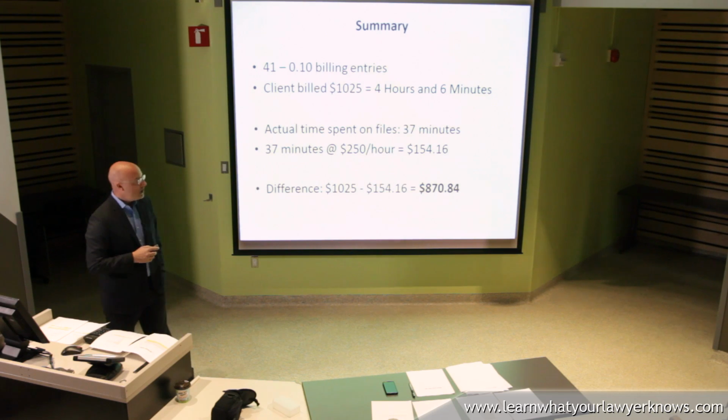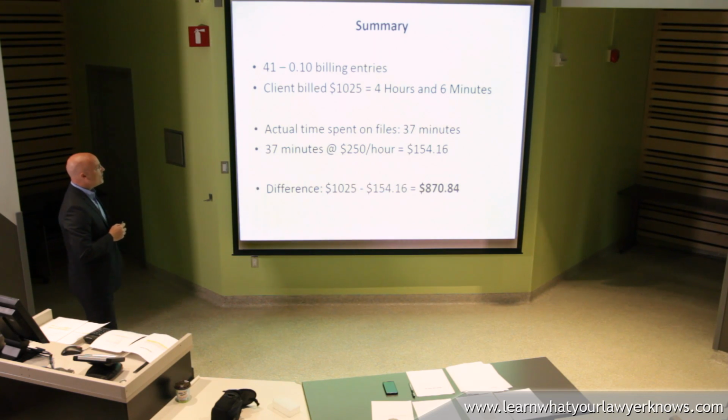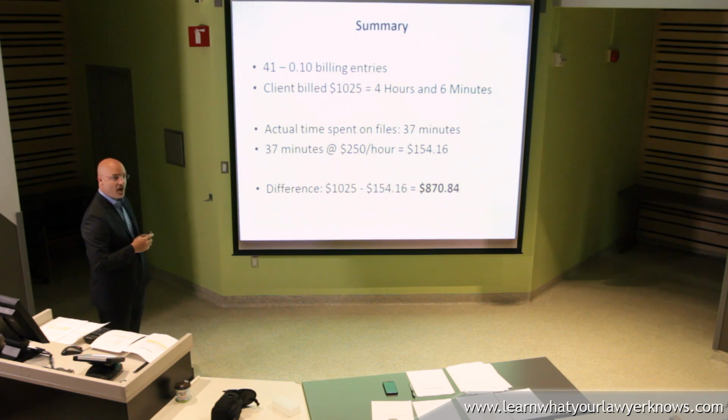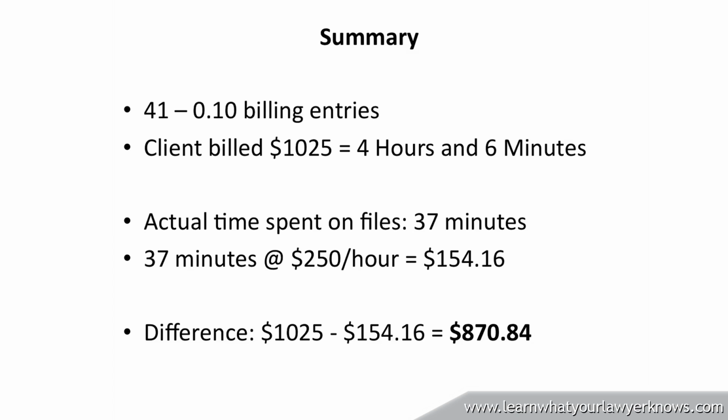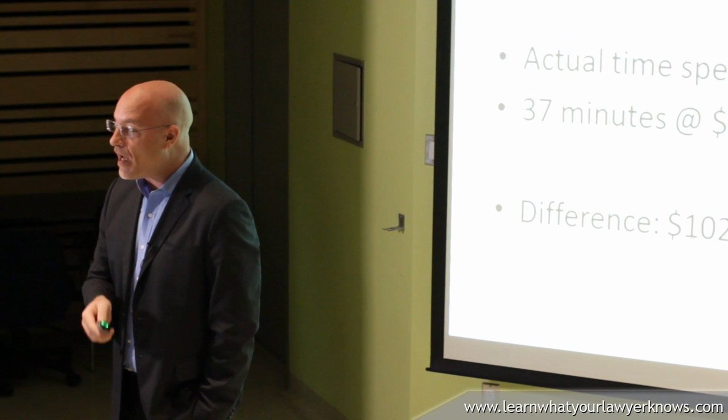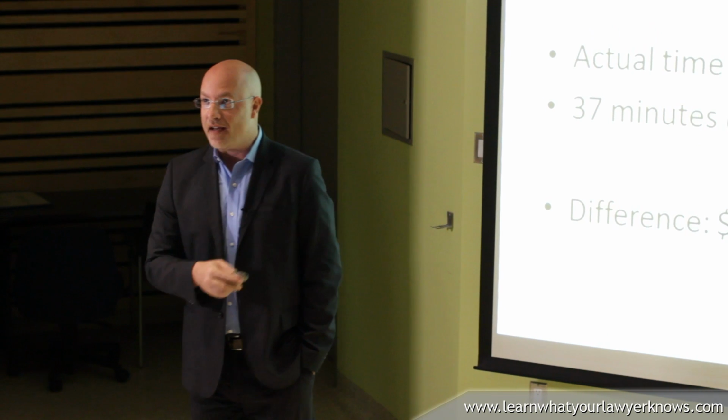So let's summarize. There were 41 0.10 billing entries. The client was billed $1,025. That's equal to 4 hours and 6 minutes. The actual time was only 37 minutes. 37 minutes at $250 an hour, that equals $154.16. The difference is $870.84.